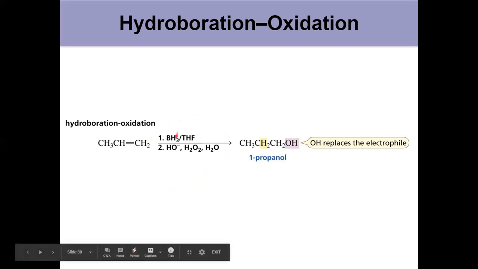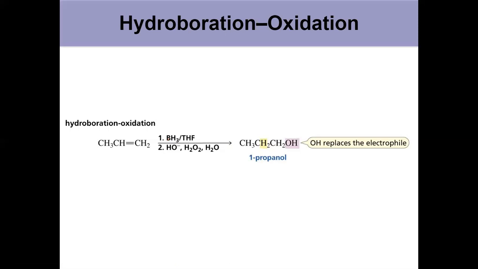BH3 here is the electrophile, even though it isn't positively charged, because it has a vacant p orbital, as we'll see in just a second. An alkene to an alcohol. This notation here, when you see a 1 and a 2 in the arrow, means it's a two-step reaction. It's not all done in the same reaction mixture. First you do step 1, then you do step 2. So this is the hydroboration in step 1, the oxidation in step 2.